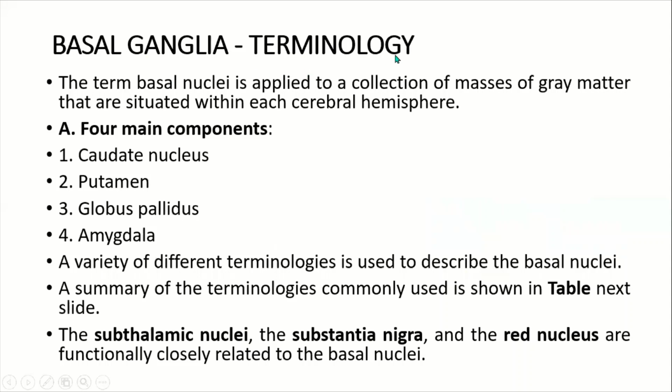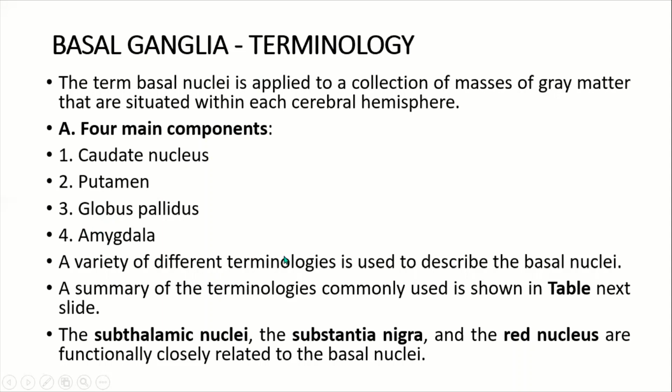So this is the terminology of the basal ganglia. The basal ganglia, or the basal nuclei, is applied to a collection of masses of gray matter that are situated within each cerebral hemisphere, right? These are obviously the gray matter situated in the white matter of the cerebrum. Four main components: the caudate nucleus, the putamen, the globus pallidus, and the amygdala.